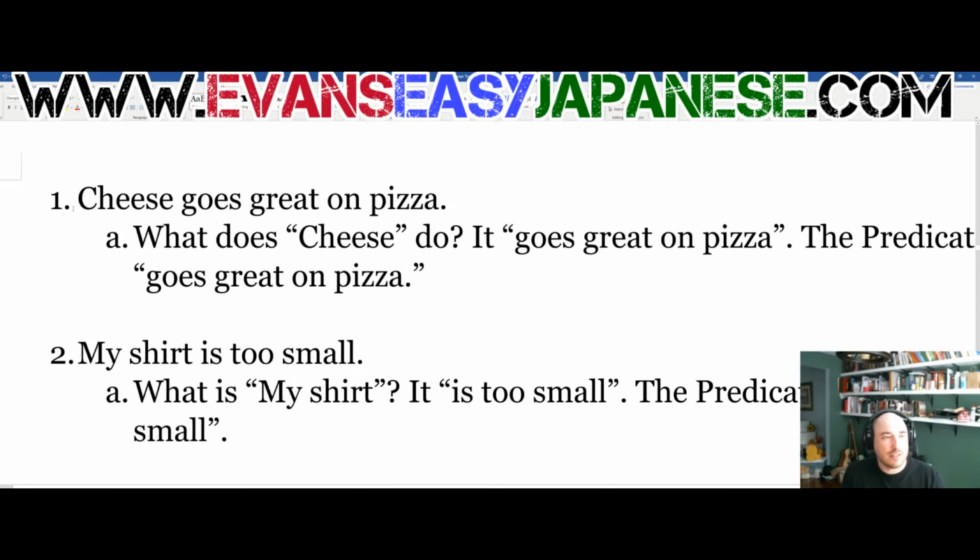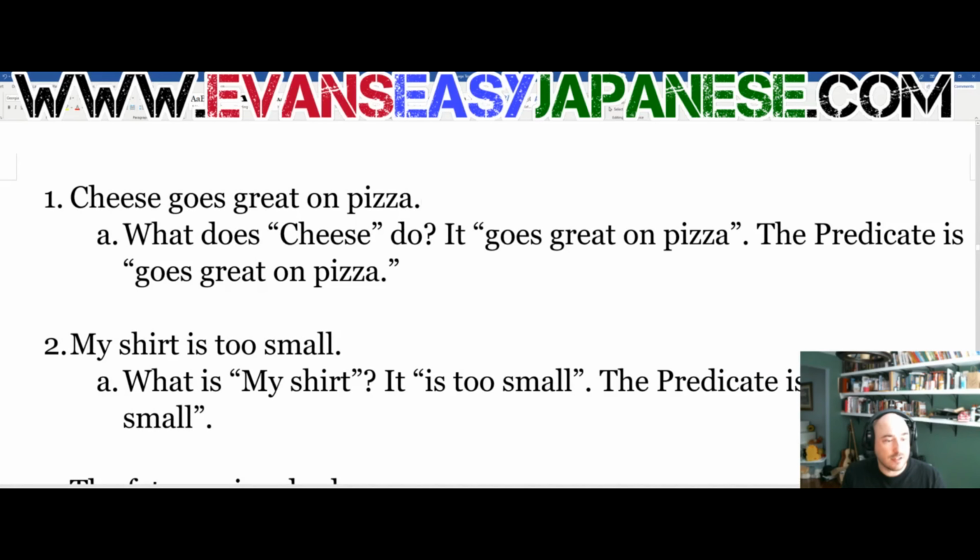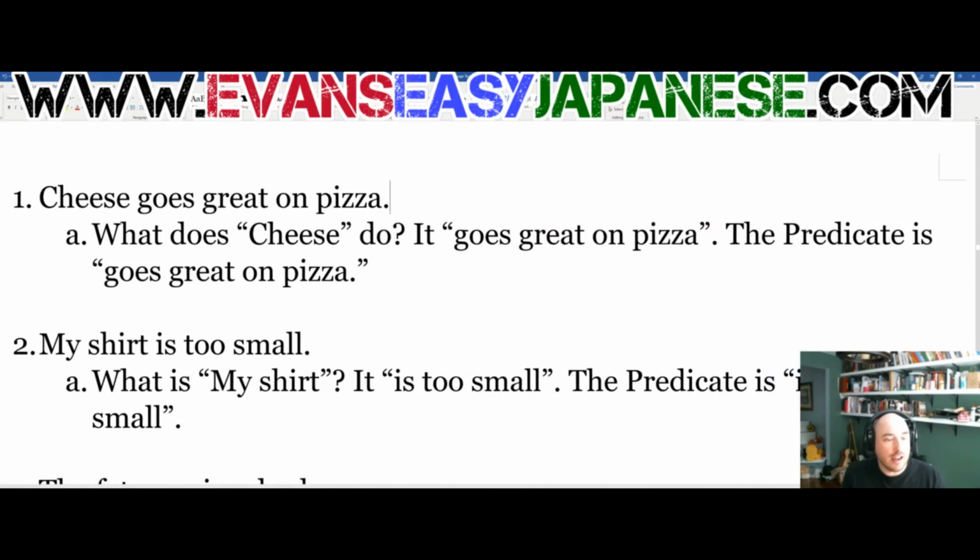So here are some examples. Cheese goes great on pizza. Let's first identify the subject. What goes great on pizza? Cheese goes great on pizza. Let's zoom out a little bit. Does this still fit in the screen? Yes, it does. It fits fantastically in the screen. All right, so the subject, thanks to our question, what goes great on pizza, is cheese. Cheese is the subject.